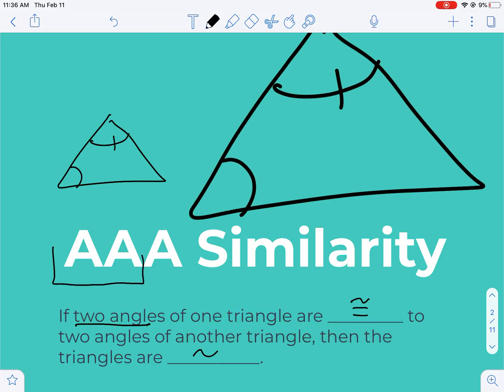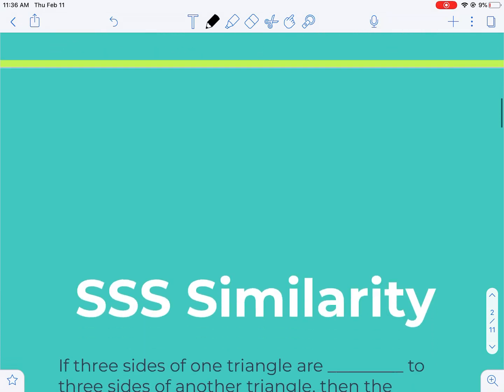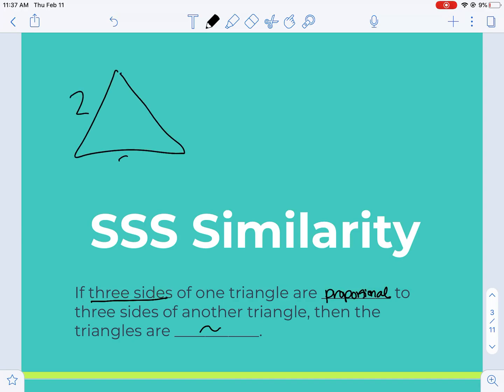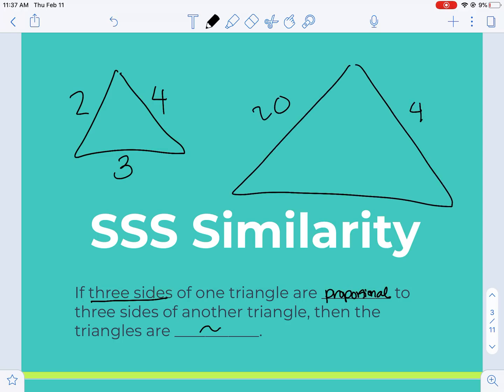You can use just angle, angle similarity. I tend to use all three letters, but you can use just two. I just like using 3 for all of them. My next one, side, side, side. If all three sides are proportional to 3 of another triangle, then the triangles are automatically similar. So if I have something like this is 2 and 3 and 4, and then I have another triangle where this is 20 and 40 and 30, I know they're going to be similar because 2 over 20 is the same as 3 over 30 is the same as 4 over 40.